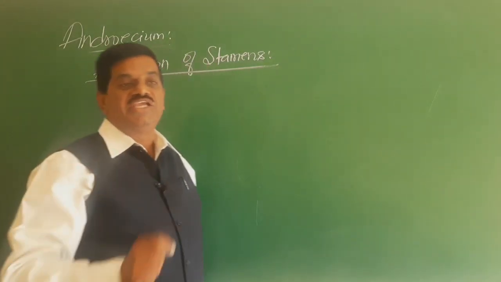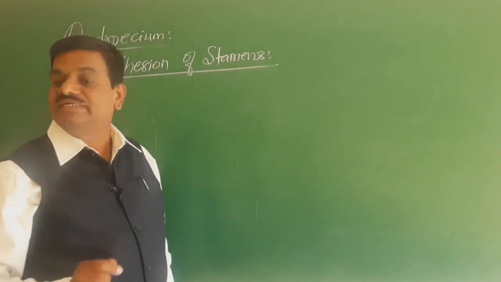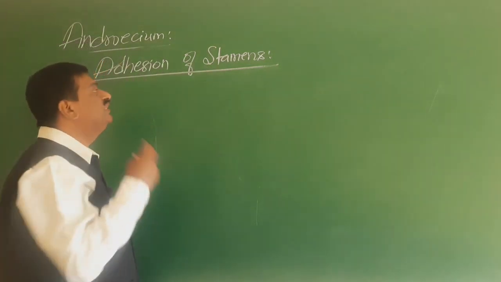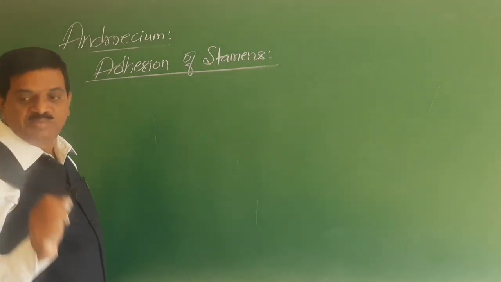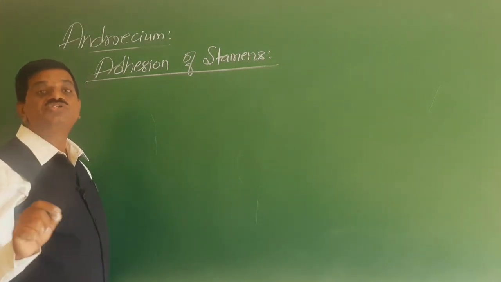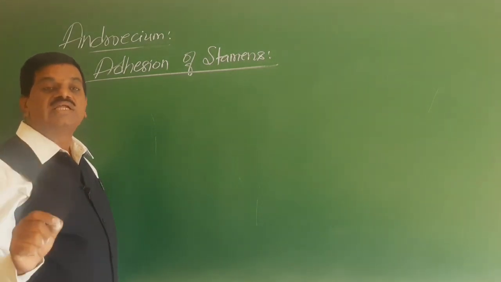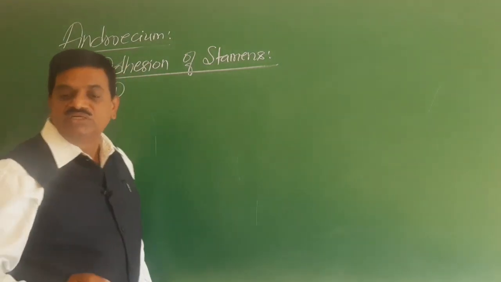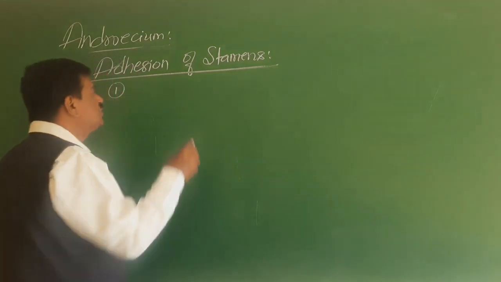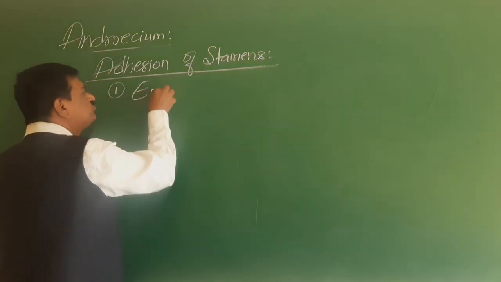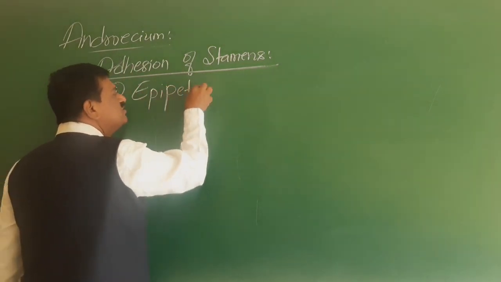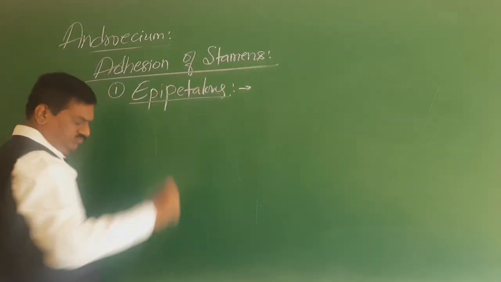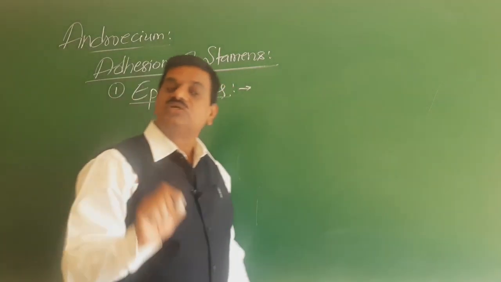Here the word addition is nothing but united. The stamens of a flower are united with the other members. We are going to see one after the other. The first one is called epipetalous. Here the word petal is nothing but corolla.